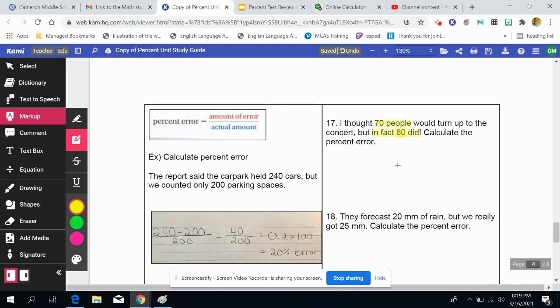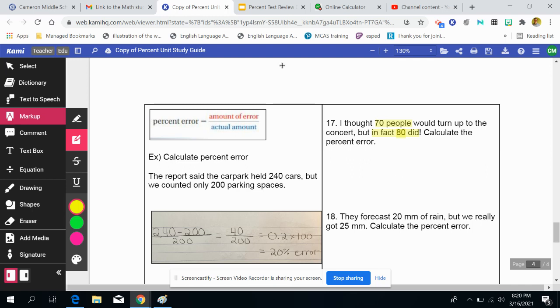This is very similar to what we just did with percent change. But we have to understand a little bit of terminology here. The most important thing, two important things. The amount of error is the difference between the two numbers. And then the actual amount refers to what was the actual number that we got. So we made a prediction and that was wrong. So the actual amount is, in reality, what actually happened. What was the number that we actually got?